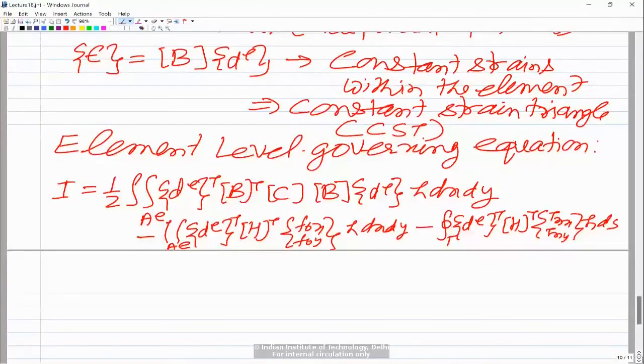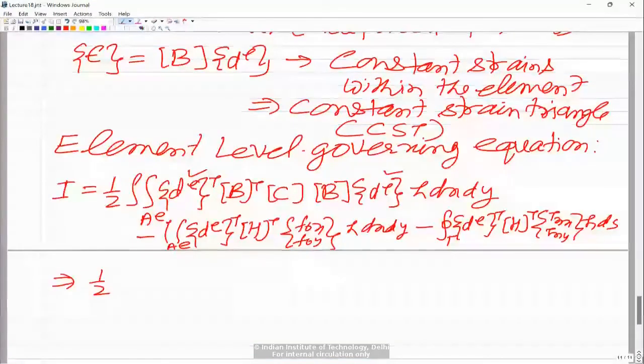And now what we can do, if you look at over here, we can take this d transpose common on the left hand side and this d on the right hand side. So we can write that as half, and d can be taken out of the integral because it is independent of x and y. Of course, for this problem, B is also independent of x and y, but in general, this could be a function of x. This is only for this particular element.